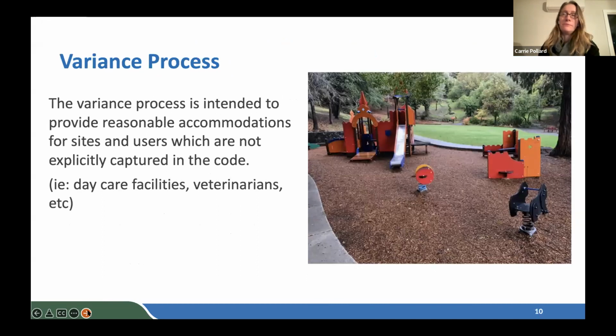The variance process, as I've mentioned before, the code has had a variance process forever. It's always been in place. And this is another opportunity for us to lean on that option, if there is a site that needs to or can justify the need to have turf within the facility. Some examples might be a daycare facility in a retail strip mall or business center, or another might be a veterinarian location. If they needed to come to us and say, here are the reasons why this turf needs to stay, we would work with them to pursue that variance. And this would apply to both new connections and also existing landscape areas.